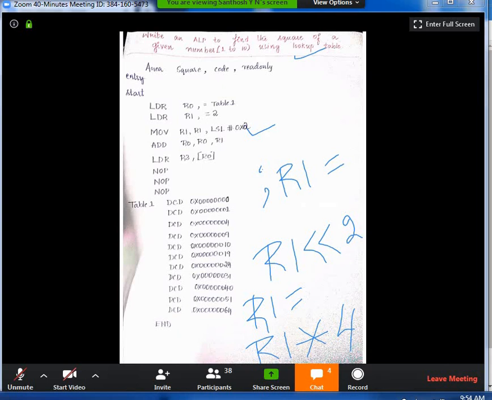If you are performing the left shift for 1 time, you have to multiply the R1 contents by 2. If you are performing the left shift by 2, you are multiplying with 4. So likewise it continues. One left shift, you are multiplying the content of R1 with 2. If you are performing the left shift for 2 times, you are performing the multiplication with 4, right?